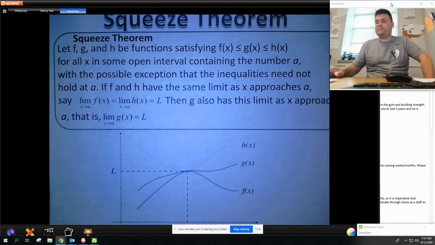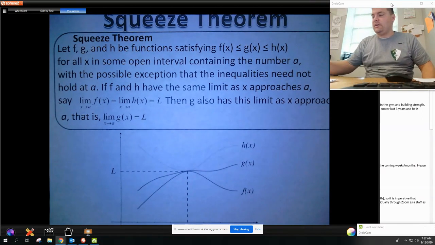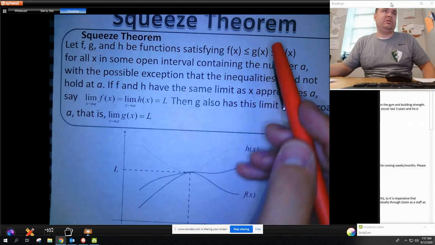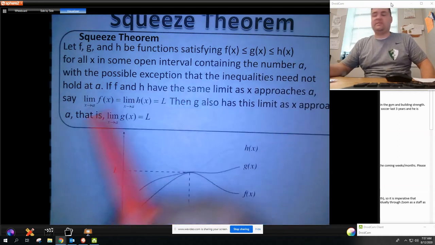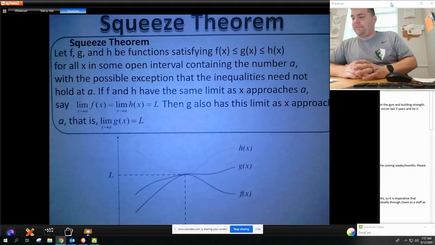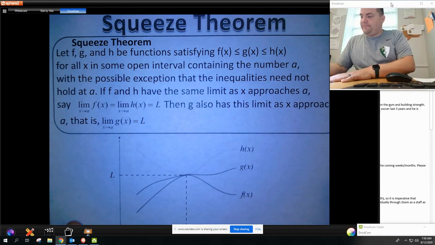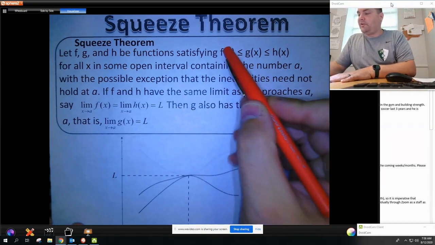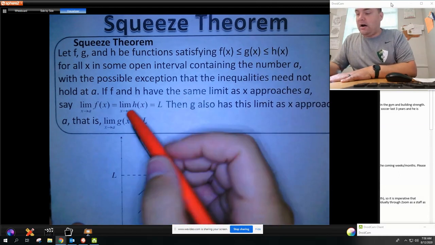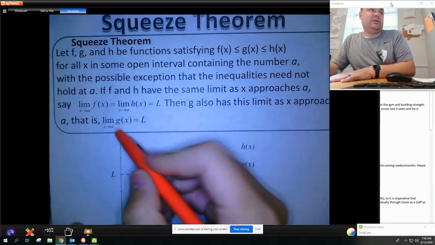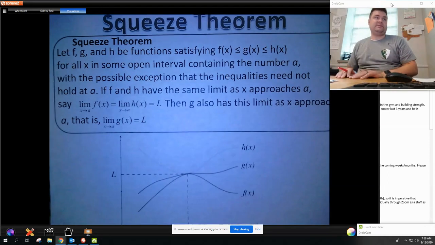So the squeeze theorem says that if we have three functions and f is less than or equal to g, less than or equal to h, in some interval, this doesn't need to be the case all the time, just whatever interval we're looking at containing that number a, then if the limit of the two outside functions is the same at that a, then the inside function is also going to be the same.